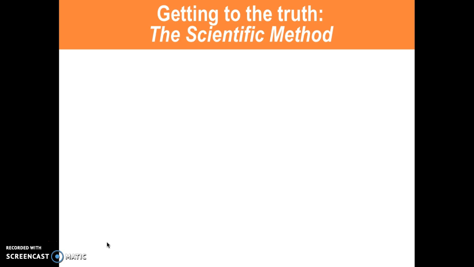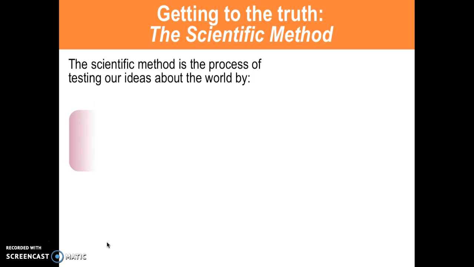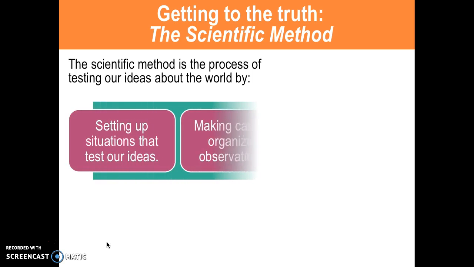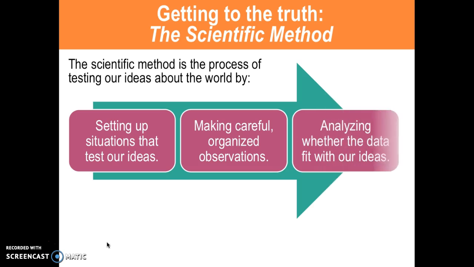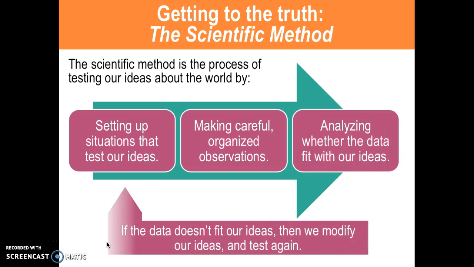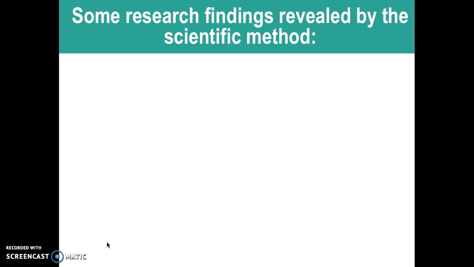All right, so the scientific method is simply a way that we can test our ideas about the world. It's a process. To dumb it down, you set up a situation to test your idea, your hypothesis. You make careful and organized observations. You analyze that data. And if the data doesn't fit your hypothesis, then you modify your idea and you test again.